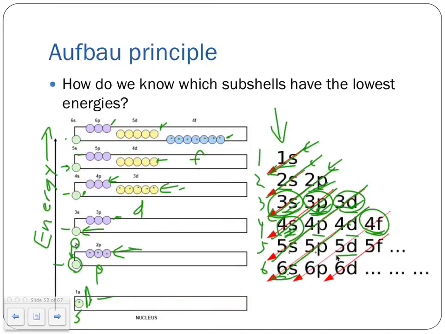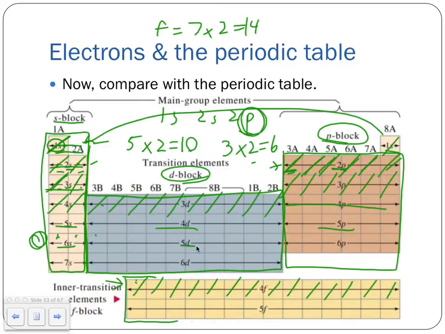Then after 4f, we get to 5d. Where's 5d? 5d is right here. So we go across another 10 across there, then 6p, and so on and so forth. I know we've gone into a lot of detail on this, but I just wanted to make it clear to you that this is the reason why the periodic table has this weird shape to it. The particular shape that it has, that configuration, is because the electrons fill up subshells from low energy to high energy.